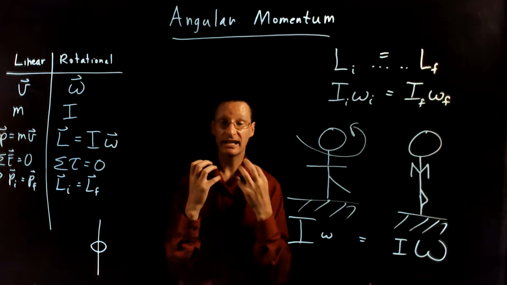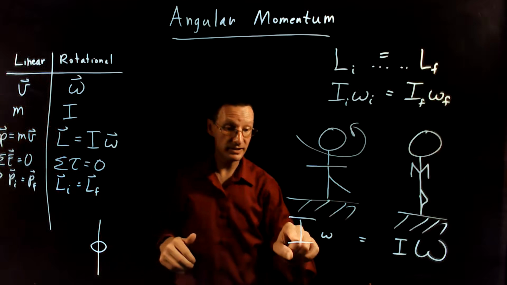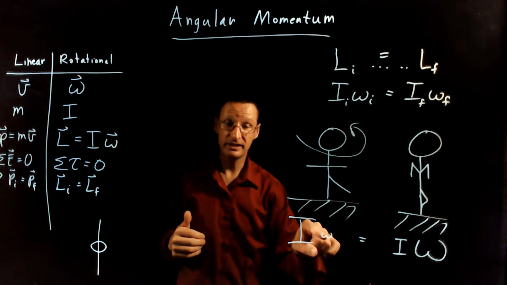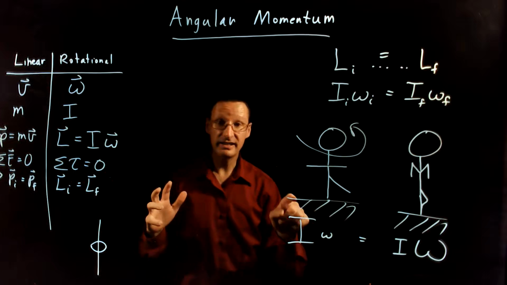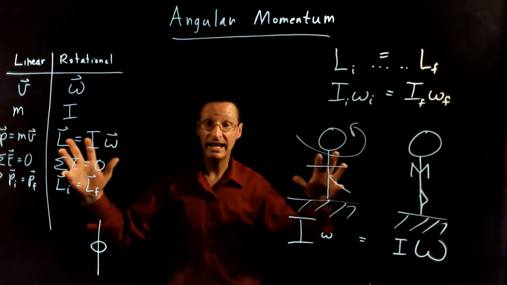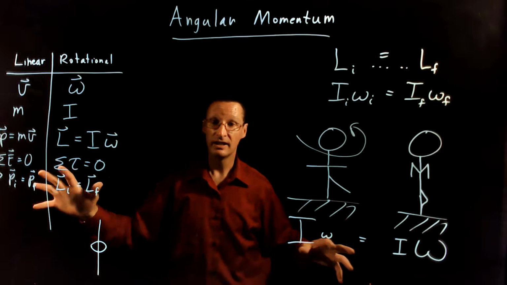And then before they land, they will spread their arms and legs out wide, increase the moment of inertia, decrease the angular velocity, and then they can land. And the reason they want to decrease the angular velocity is because they want to keep control of the situation, right? They're trying to control and not fall, right?